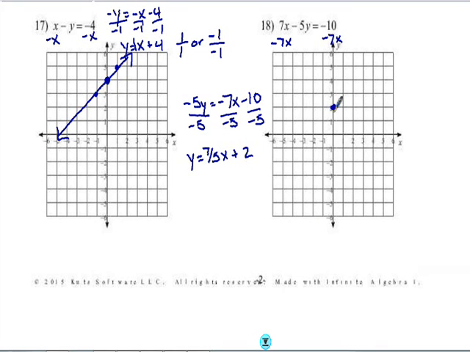So I put my point at 2. All right, and I have 7 over 5. Now, if I went up 7, I'd be way off that graph. So I'm going to reverse it. I'm going to do negative 7 over negative 5. So I'm going to go down 7, 1, 2, 3, 4, 5, 6, 7, and then left 5, 1, 2, 3, 4, 5. And there we go.